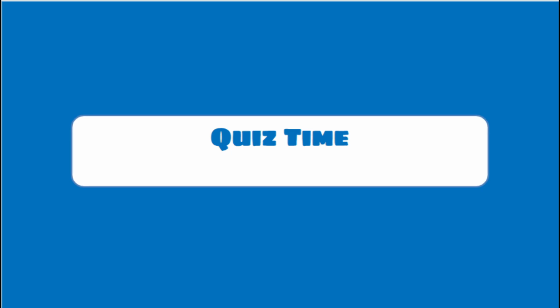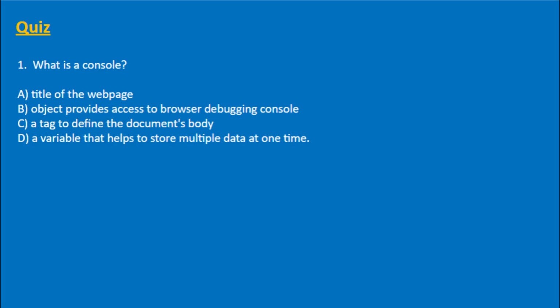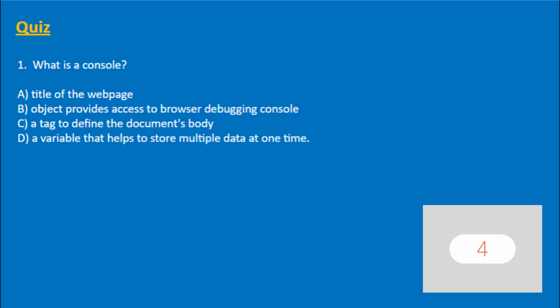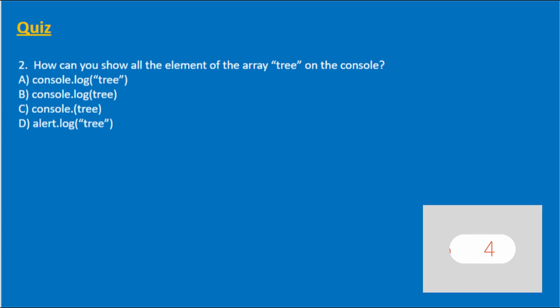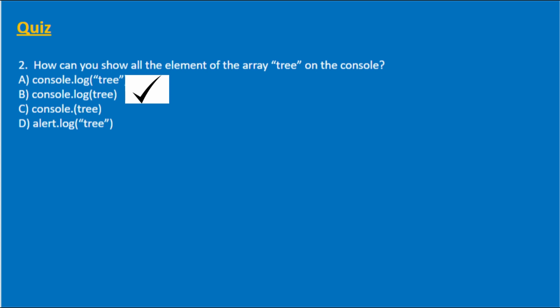Now it's quiz time. What is console? There are four options. Right, the answer is option B. The second quiz is, how can you show all the elements of the array tree on the console? Also there are four options. Right, the answer is option B.